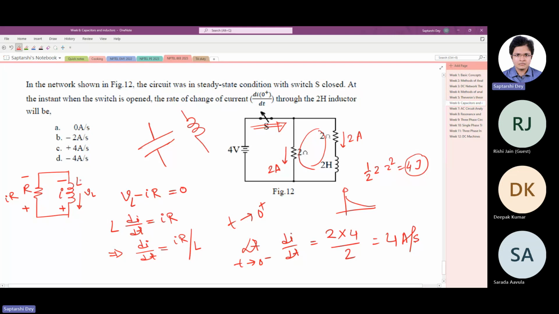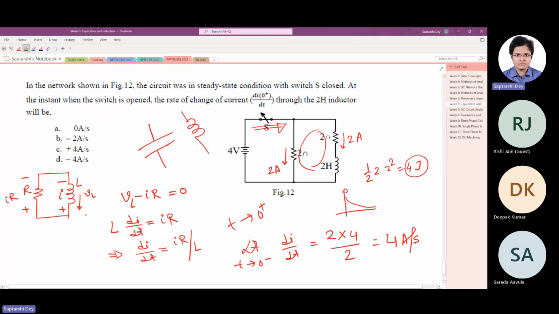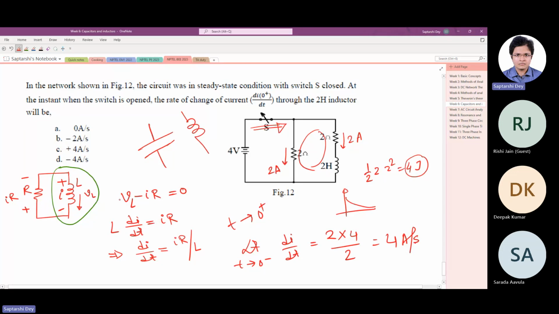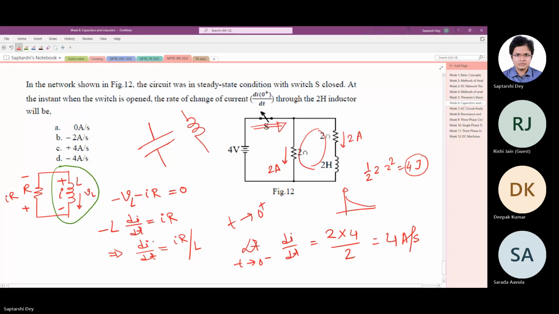Look at the inductor that I have drawn here. This thing I told you many times, do not make this mistake, and I made the mistake. I have drawn the current flowing from top to bottom, but the voltage I drew here is wrong. If I have to write V equals L di/dt, then I have to draw the voltage like this. There I made a mistake, so it becomes minus.